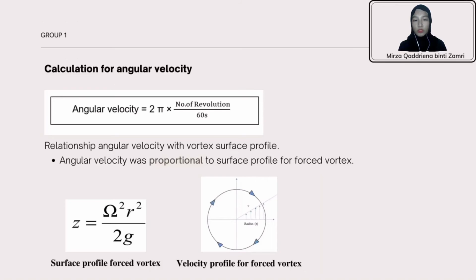Angular velocity was proportional to the surface profile for the forced vortex, as figured in the velocity profile for forced vortex. It can be proven from the equation z equals angular velocity squared times radius squared over 2 gravity. The surface profile of a forced vortex flow was parabolic.